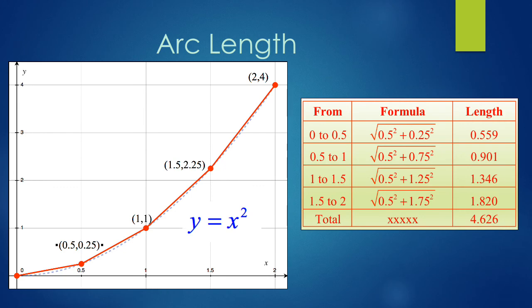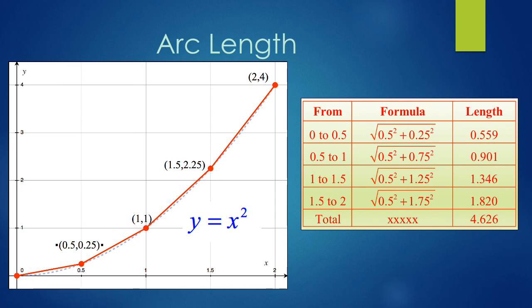Rather than use 2 lines, let's use 4 lines. We will have points at x is equal to 0, 0.5, 1, 1.5, and 2. The lines are shown in red. The length of each line can be found using the Pythagorean theorem.